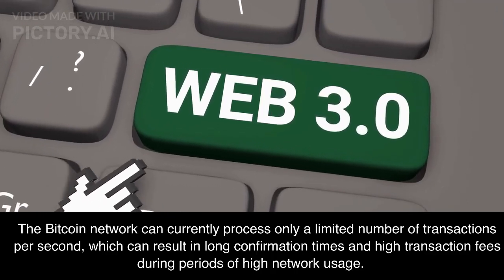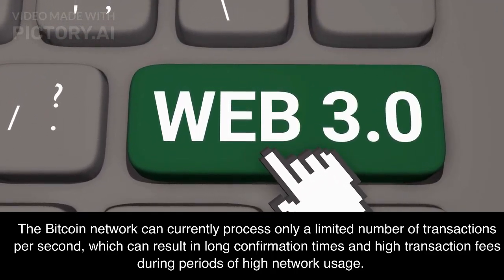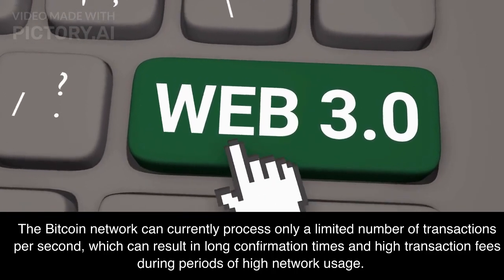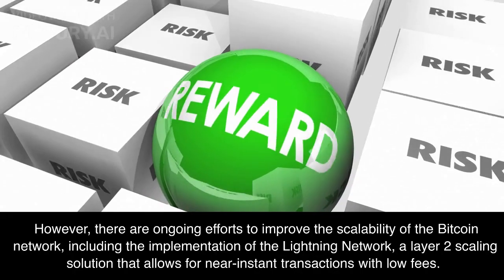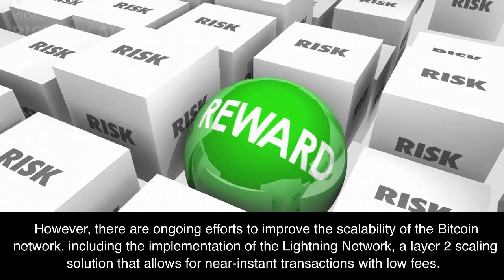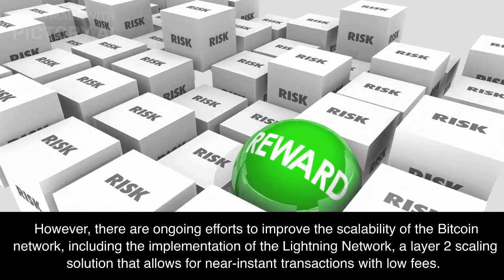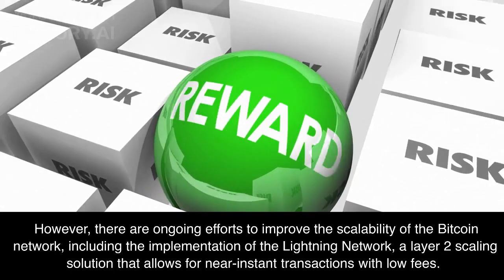One potential drawback of Bitcoin is its scalability. The Bitcoin network can currently process only a limited number of transactions per second, which can result in long confirmation times and high transaction fees during periods of high network usage. However, there are ongoing efforts to improve the scalability of the Bitcoin network, including the implementation of the Lightning Network, a Layer 2 scaling solution that allows for near-instant transactions with low fees.